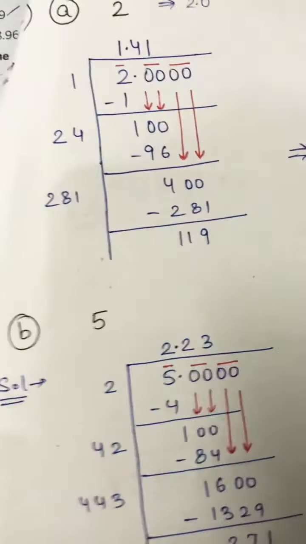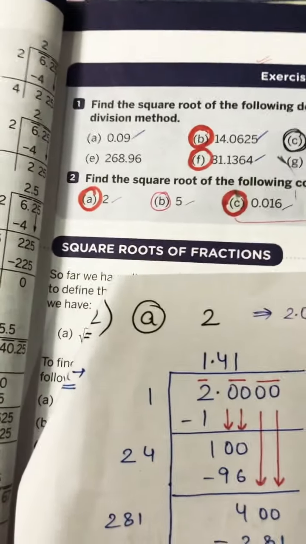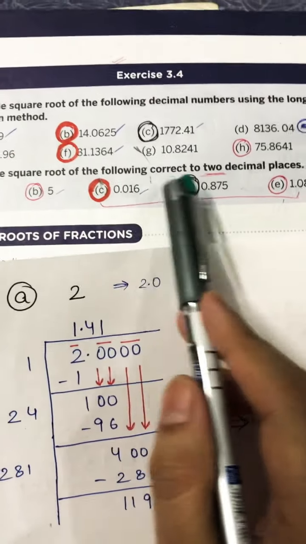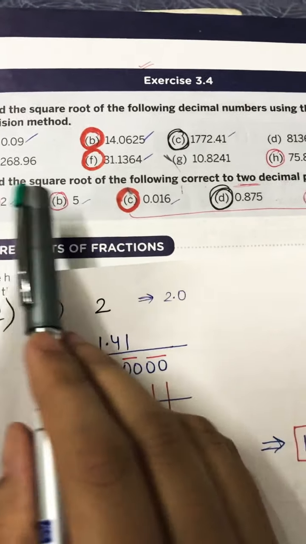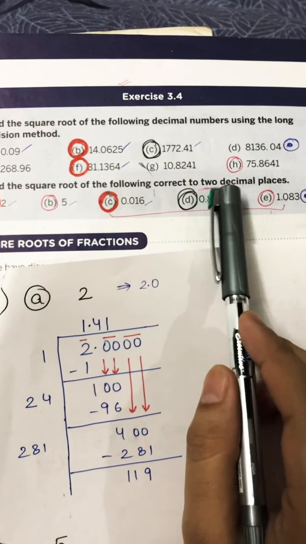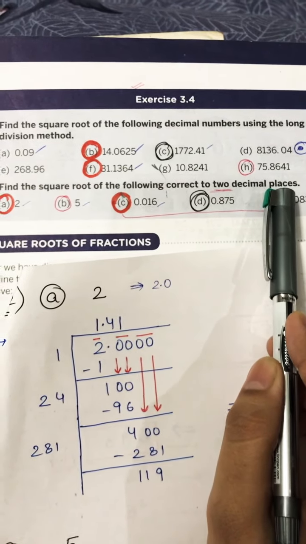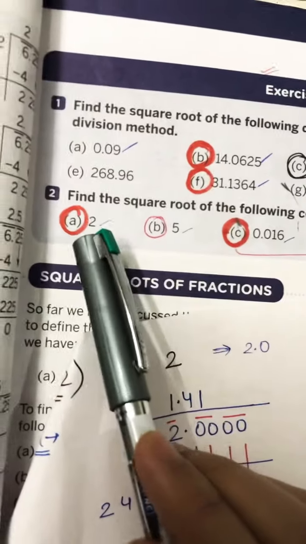Now the second question is: find the square root of the following correct to 2 decimal places. You have to take out the square root up to 2 decimal places. Okay, now I'll tell you. First is the A part, which is 2. So first of all, write it down in this way.